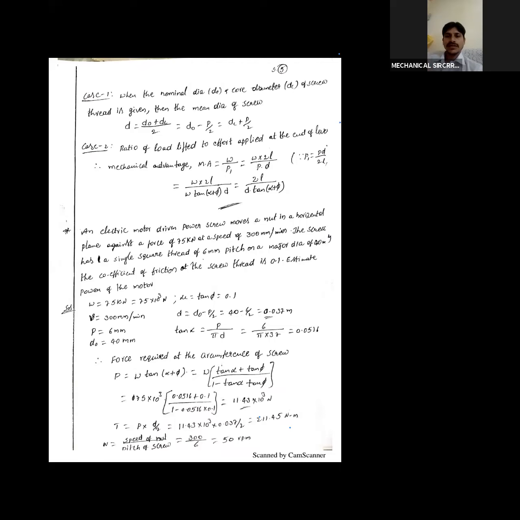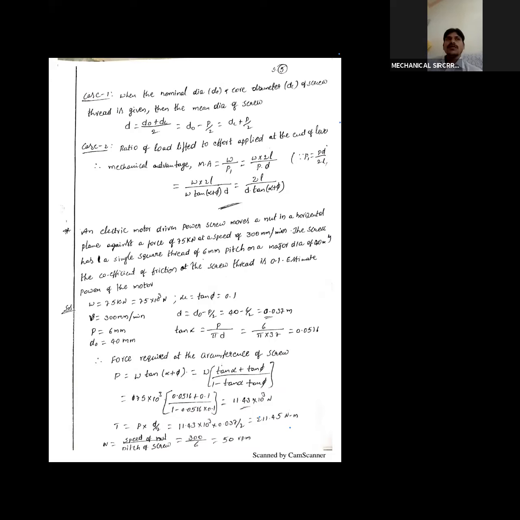So all of you observe this. An electric motor driven power screw moves a nut in a horizontal plane against a force of 75 kilonewton at a speed of 300 mm per minute. The screw has a single square thread of 6 mm pitch on a major diameter of 40 mm, and the coefficient of friction at the screw thread is 0.1. Estimate the power of the motor.